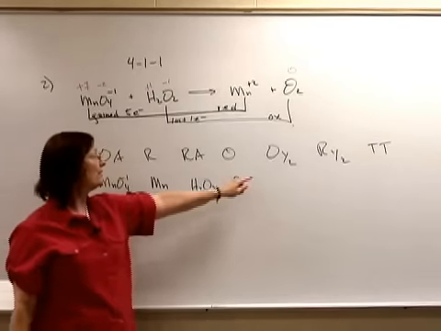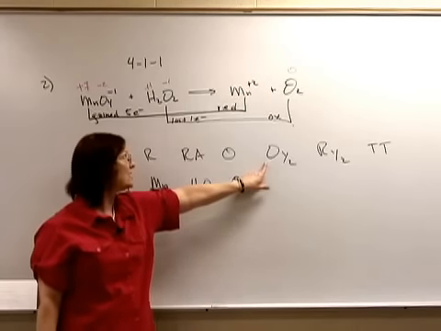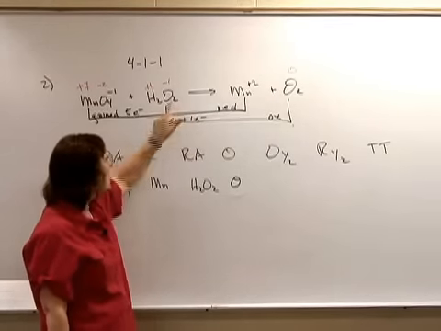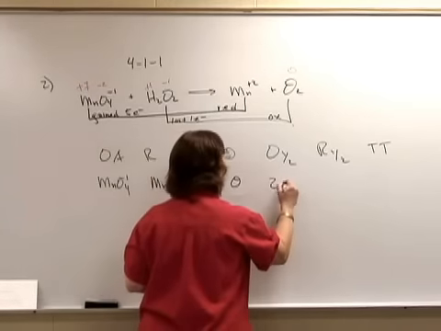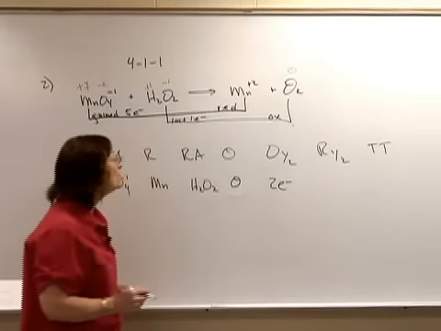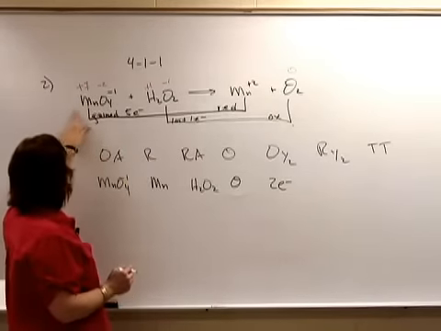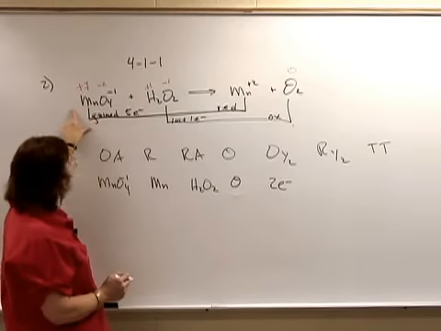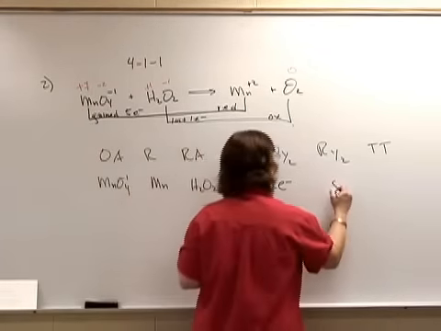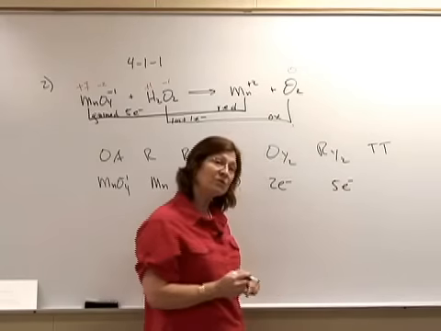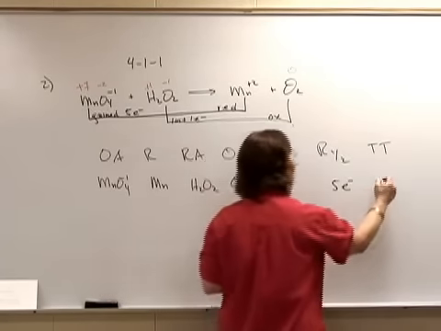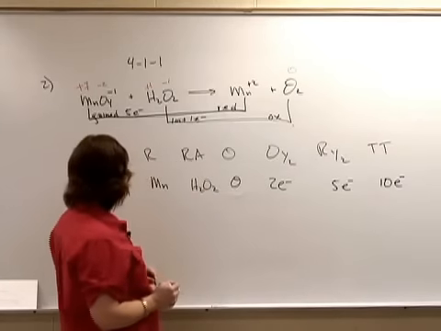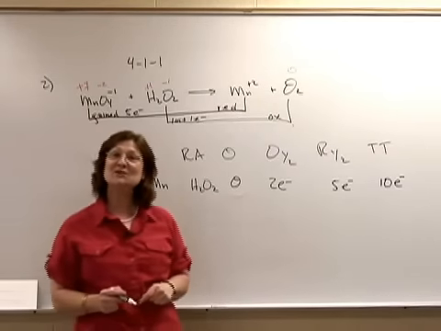The amount of electrons that are transferred in the oxidation half would be 2 electrons, because we have 2 atoms. That would be 2 electrons. The electrons that are gained in the half reaction that is reduced would be 5 electrons. And then the total that are transferred in the complete reaction would be 10 electrons. And that's how you do number 2.